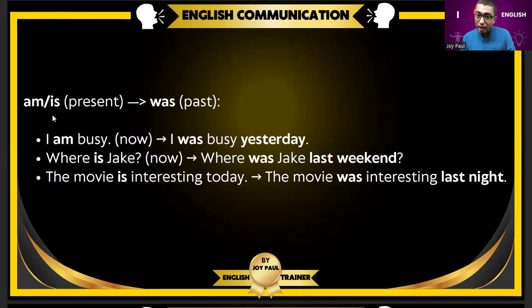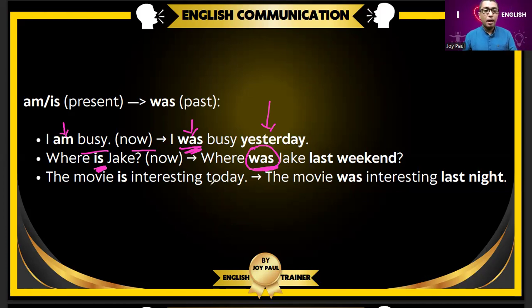Next, we use am and is in present, but we use was as past. So you can think in this way: am, is, are in present form, was is past form, and were is past form. Let's see a few examples. I am busy means you are busy now. But what about yesterday? Was. Yesterday I was. Present am. Where is Jack? Is present. Where was Jack last weekend? That means was is past.